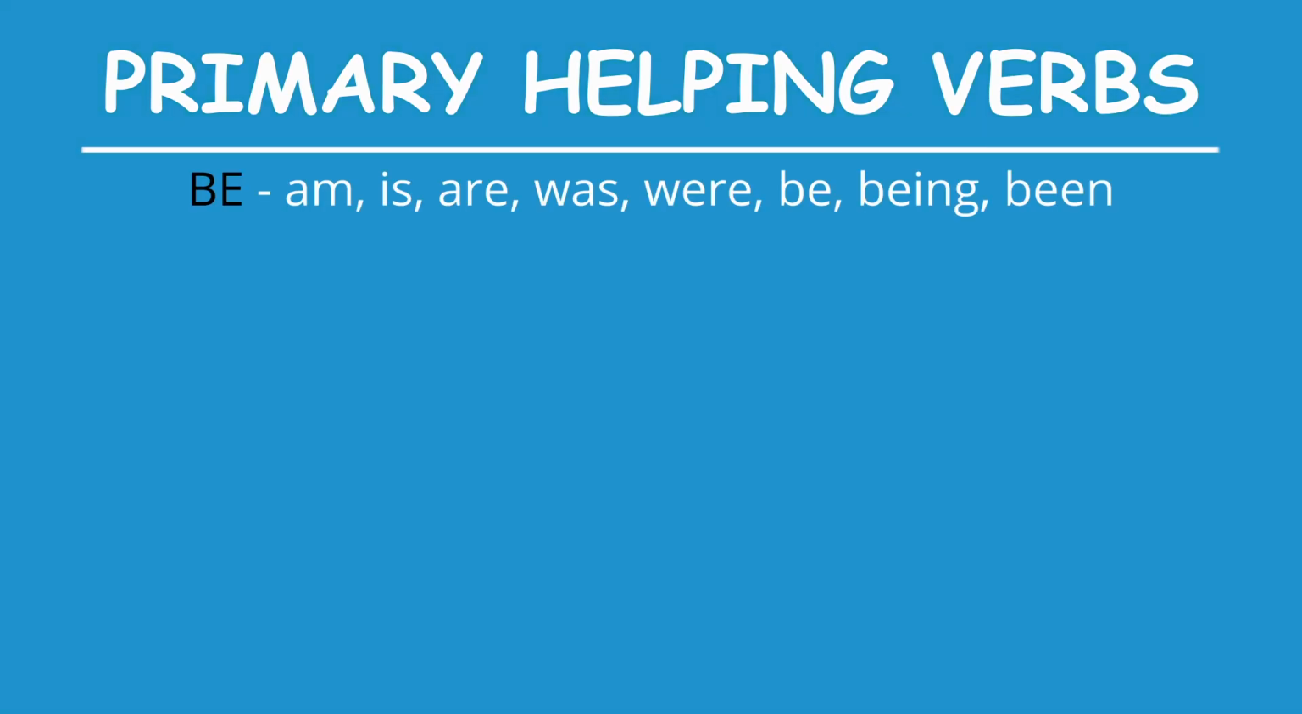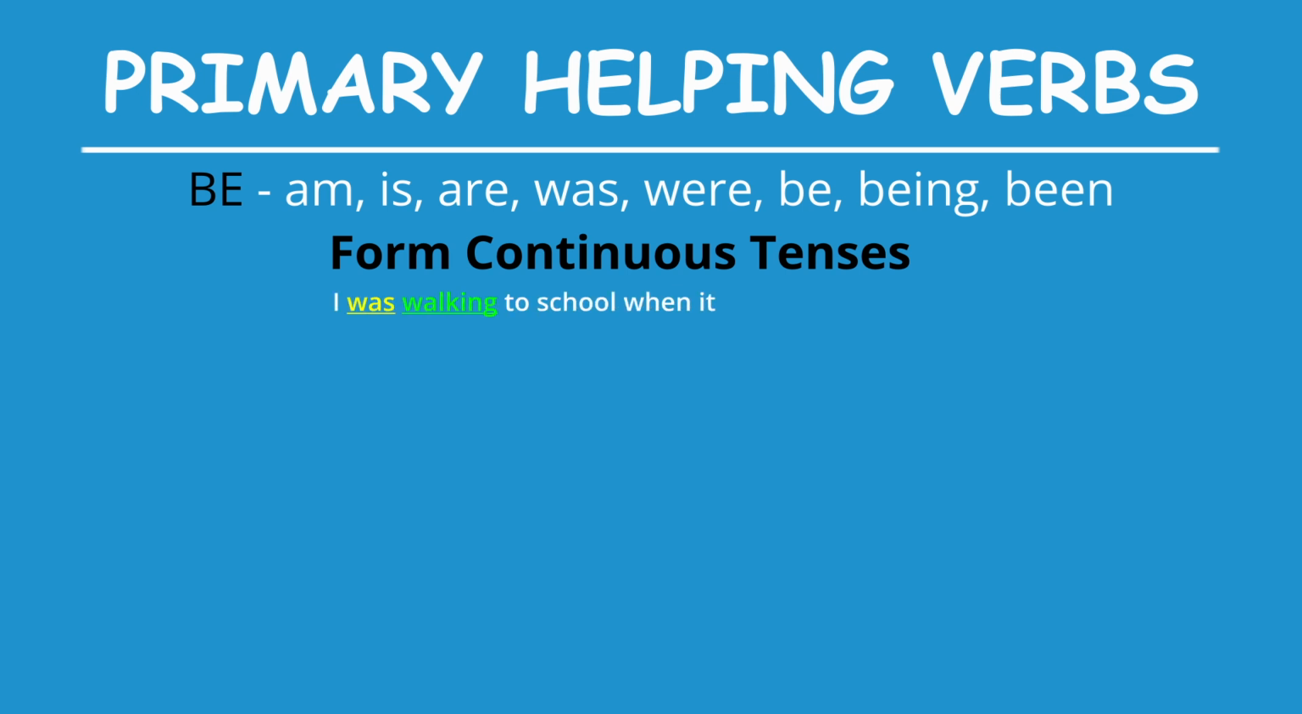The first primary helping verb, be, has several forms, such as am, is, are, was, were, be, being, and been. The helping verb be is used to form the continuous tenses in English: the past, the present, and the future continuous tenses. For example, I was walking to school when it started raining. Notice the helping verb was is helping the main verb walking in order to convey past continuous tense.